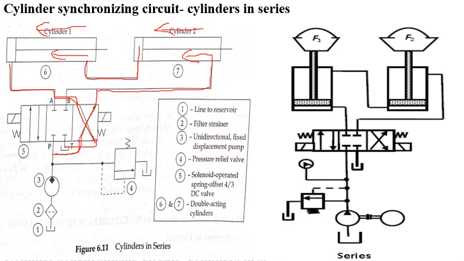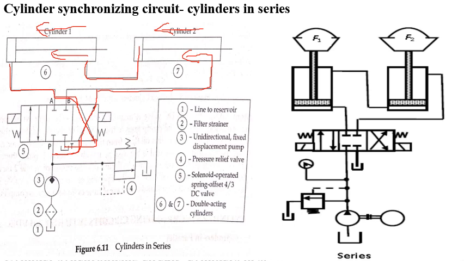When the 4/3 valve is shifted to the left envelope, the flow path configuration is such that oil flows from the pump to the blank end of cylinder 1, and thus cylinder 1 extends. At the same time, oil from the rod end of cylinder 1 is forced to the blank end of cylinder 2, and thus cylinder 2 also extends. Oil from the rod end of cylinder 2 goes to the tank via the direction control valve.